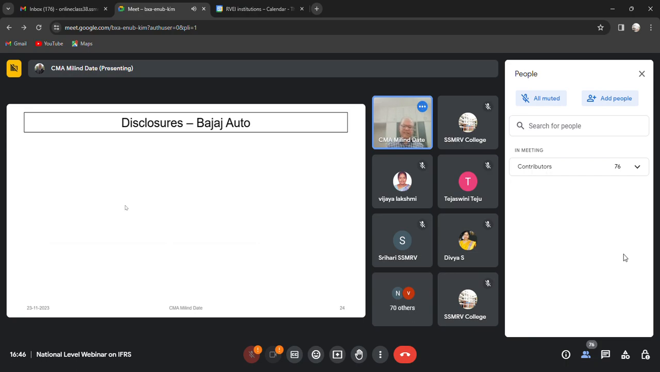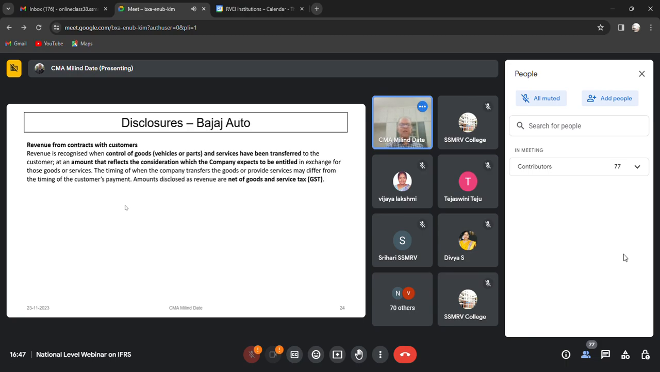So, as I said, we are coming towards the closure of today's discussion. I'll show you some of the disclosures that are made by real life companies in their very recent annual reports, March 2023 year end. Bajaj Auto, you know, Bajaj Auto manufactures two-wheelers, right? So look at the similarity between the principles stated in Ind AS 115 and the actual disclosures made by Bajaj Auto. This is a disclosure made by Bajaj Auto in their notes to accounts, accounting policies followed.